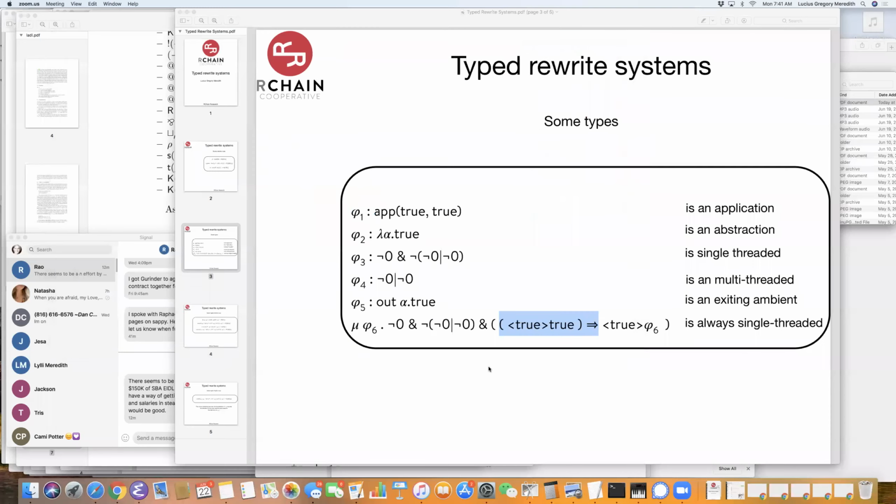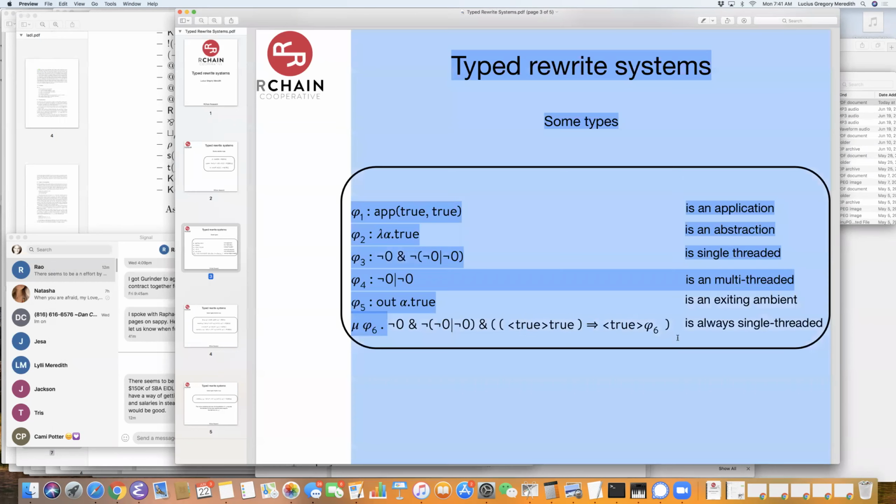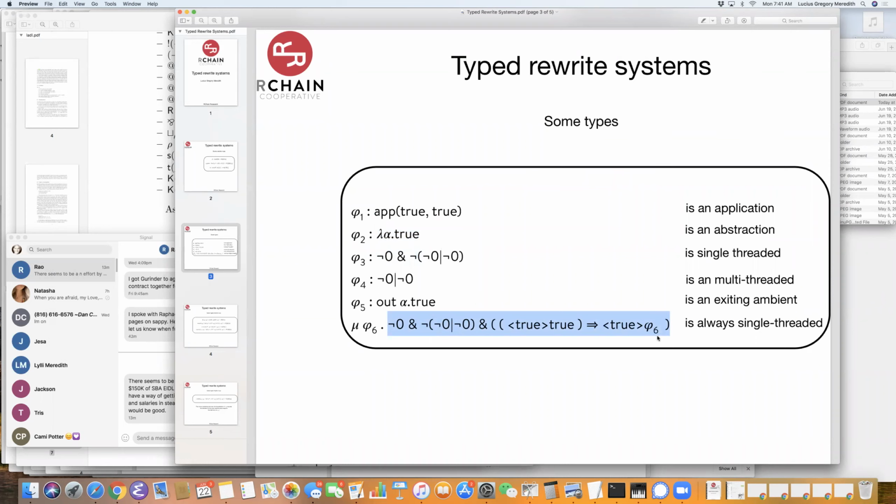So let me go back to screen sharing. This is a structural type. This is a structural type. This is a structural type. In fact, all of these are structural types, and this is mixed. It's both structural and behavioral.